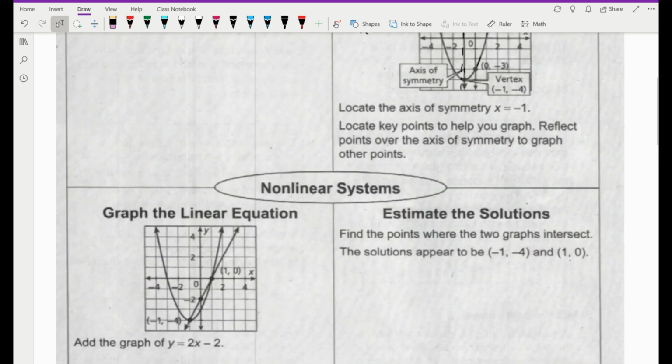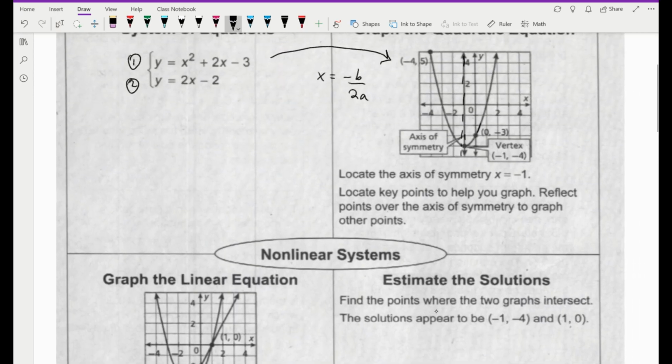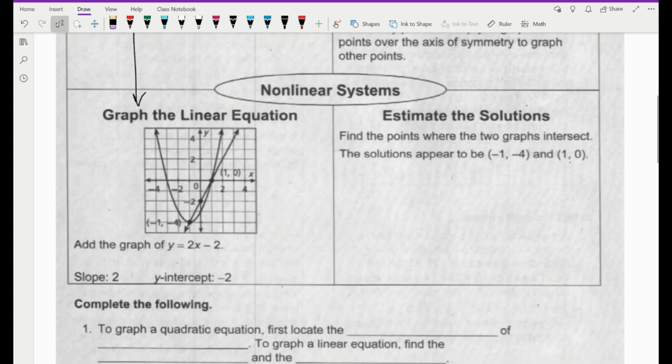Now, as far as graphing a linear equation, which is this equation up here, y equals 2x minus 2, we have it down here. We always identify the y-intercept first, and then we count the slope from that point. We found the y-intercept was negative 2, which is right here. The slope is a whole number of 2, and we'll put it over 1. So it's going to be up 2 over 1, and then up 2 again and over 1. And here we have the 2 points of intersection, which are the solutions to the nonlinear system.